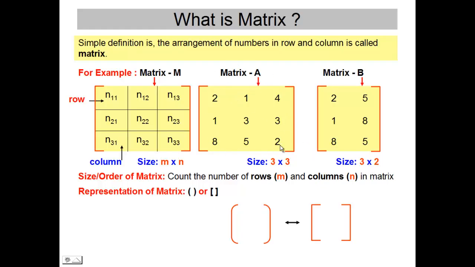The matrix A size is 3 by 3, 3 rows 3 columns, and matrix M size is 3 rows 3 columns. So how to calculate the size of a matrix? Count the number of rows and columns in the matrix. The representation of a matrix is with square and round brackets.